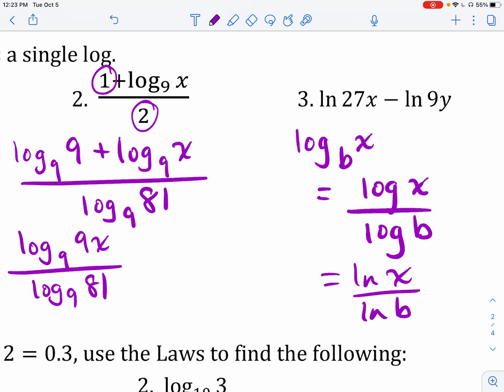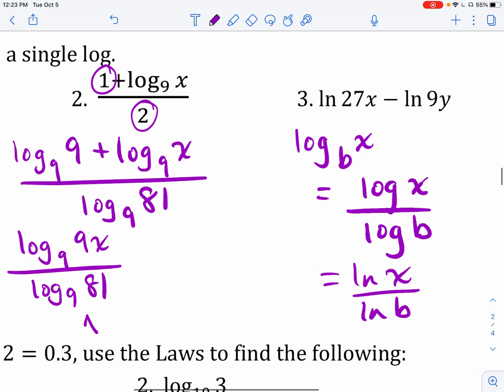So if that is the case, look at what we have here. Can I rewrite this using the change of base formula? And yeah, this would be equal to log base 81 of 9x. These would have to be equivalent there. All right, well, hopefully this has helped.